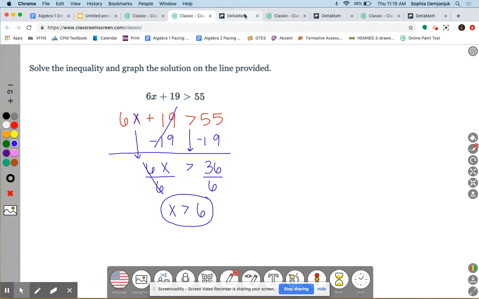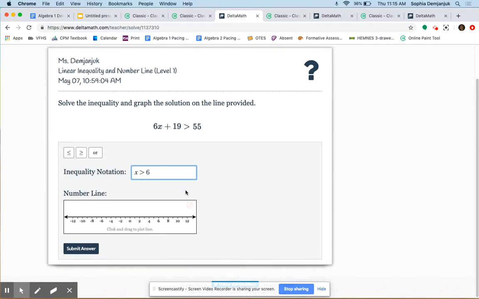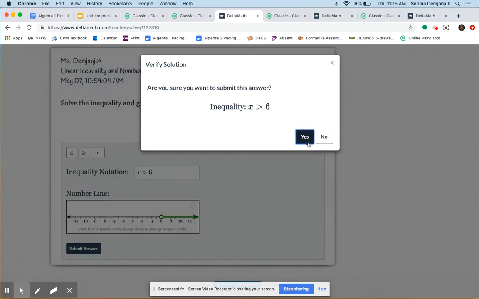And now I'm going to go to my Delta Math. My inequality notation is x is greater than 6. And then I'm going to show you how to actually put it on the number line. So it says click and drag to plot the line. So I'm going to click on the 6. And I'm going to drag in the direction of my inequality symbol. The x is on the left, so I'm going to drag to the right. And I have a greater than symbol. It's not greater than or equal to. So since it is like that, I need to click on that dot to make it an open circle and submit my answer.